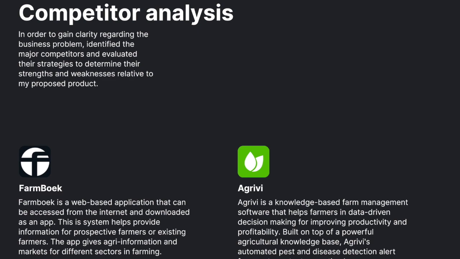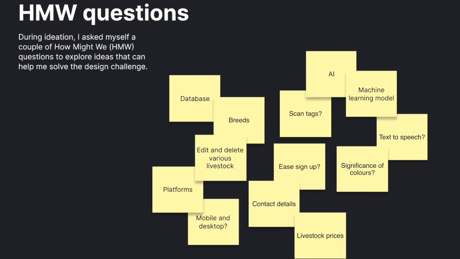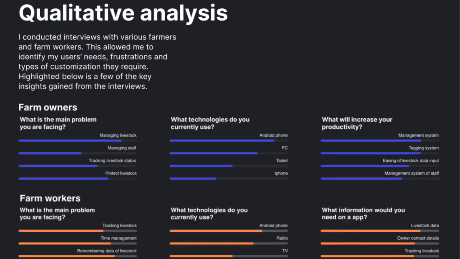Farmbook and AgriV were identified. From the competitor analysis, I conducted a SWOT analysis based on the identified competitors. I identified their strengths, their weaknesses, opportunities, and threats. During ideation, I also asked myself a couple of how might we questions to explore ideas that can help me to solve the challenge at hand.